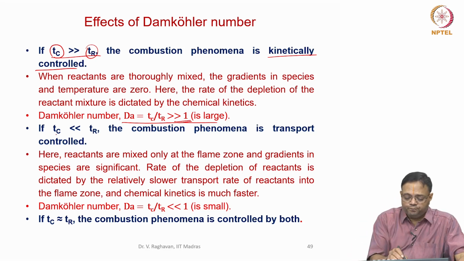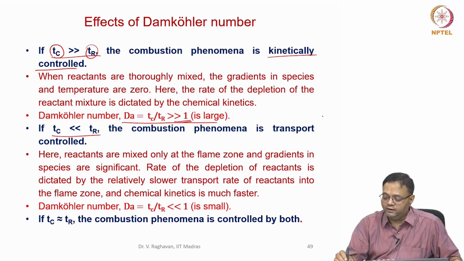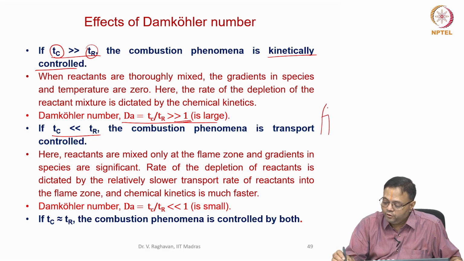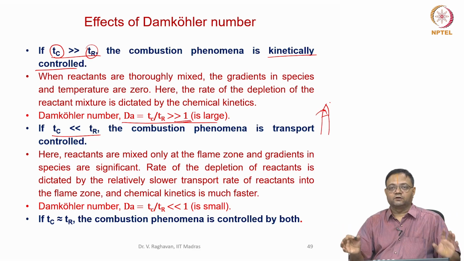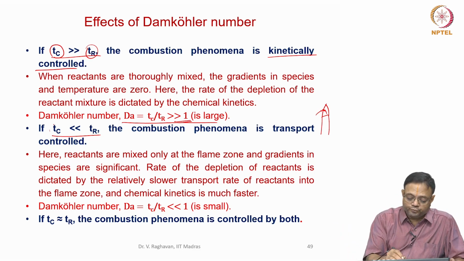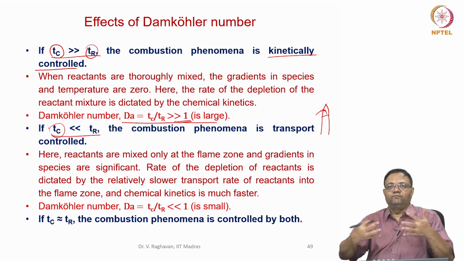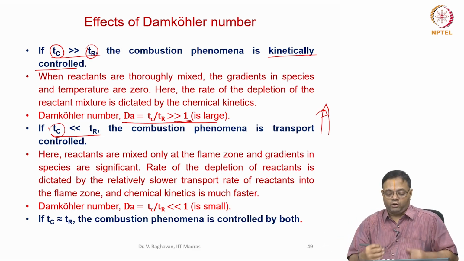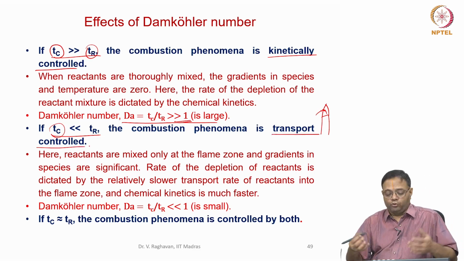In the extreme case, Tc is very much less than Tr. So that is, I have a diffusion flame. Fuel comes from this side, oxygen comes from this side. Whenever they mix at stoichiometric proportion at a particular location, they immediately react. Kinetic time or chemical time is much smaller than the physical time where the reactants go and mix to the stoichiometric proportions. So this is transport control, mixing control.